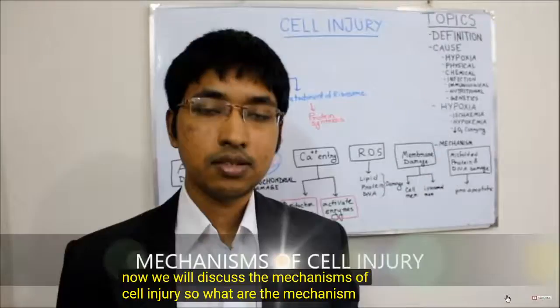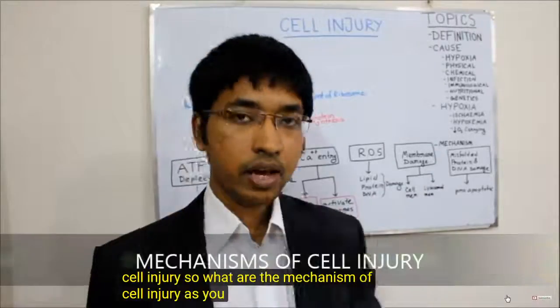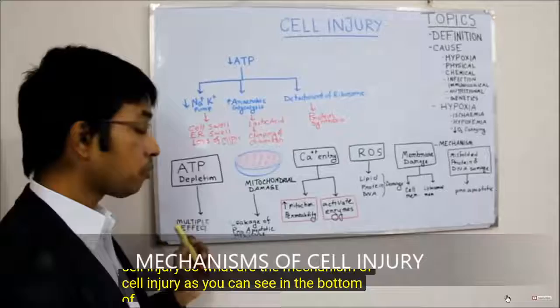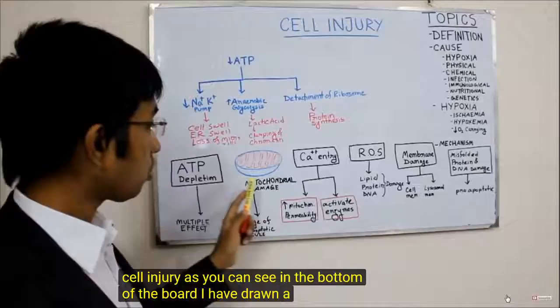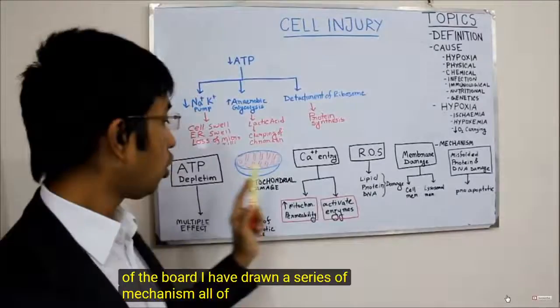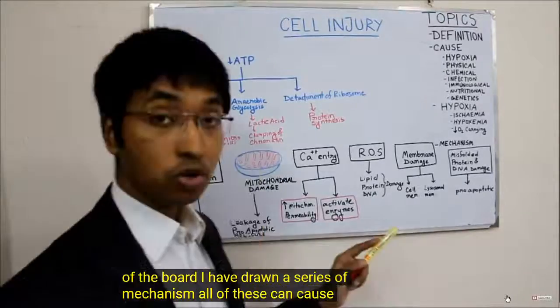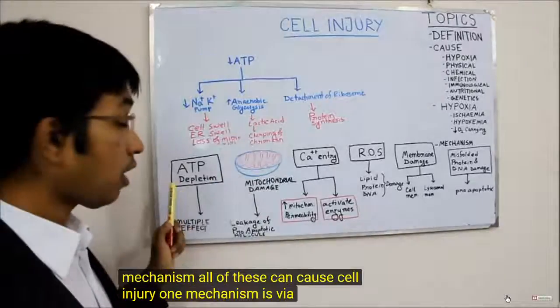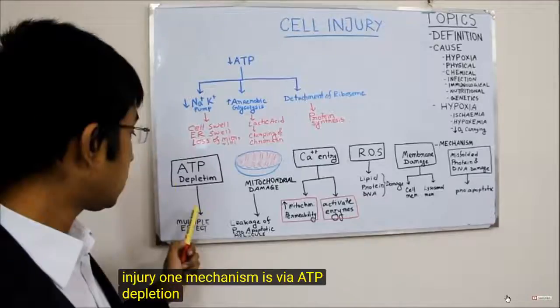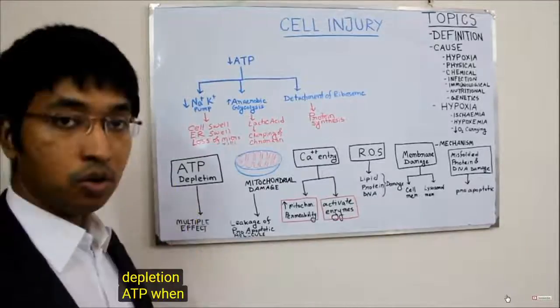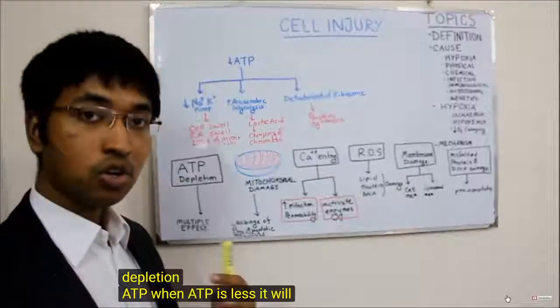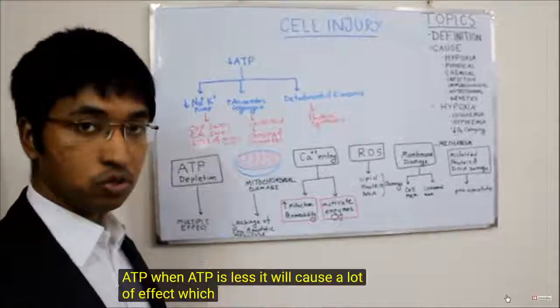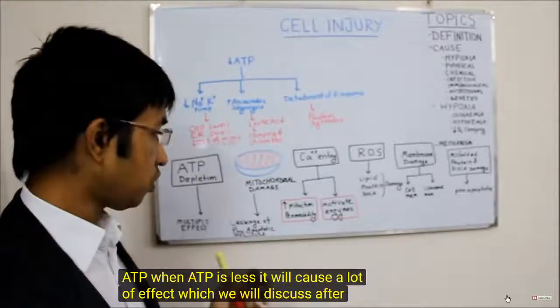So what are the mechanisms of cell injury? As you can see in the bottom of the board, I have drawn a series of mechanisms. All of these can cause cell injury. One mechanism is via ATP depletion. When ATP is less, it will cause a lot of effects, which we will discuss after a while.